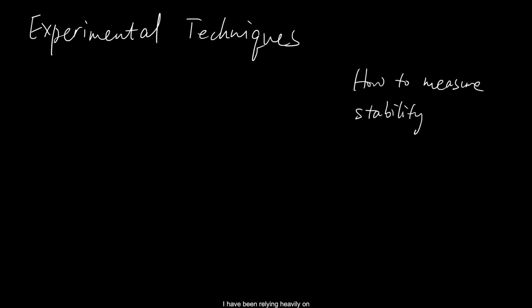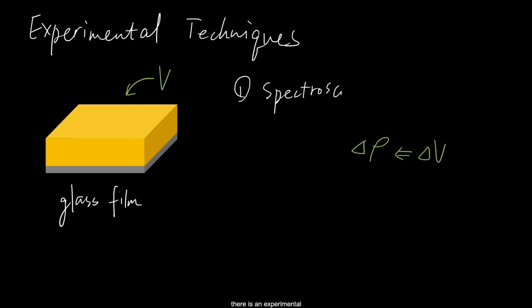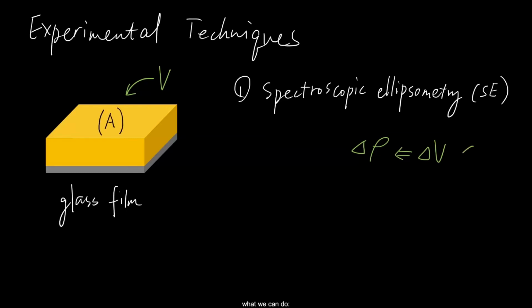I have been relying heavily on the term, density change, to quantify the stability of vapor-deposited glasses in my research. Suppose we have a vapor-deposited glass here. To compare its density difference with liquid-quenched glass, we have to know its volume. Thankfully, there is an experimental technique called spectroscopic ellipsometry that made me different from 19th century scientists. Instead of measuring the volume of a large chunk of solid, here's what we can do. Assuming the film area stays constant, all I need to know is how much the film thickness changes.